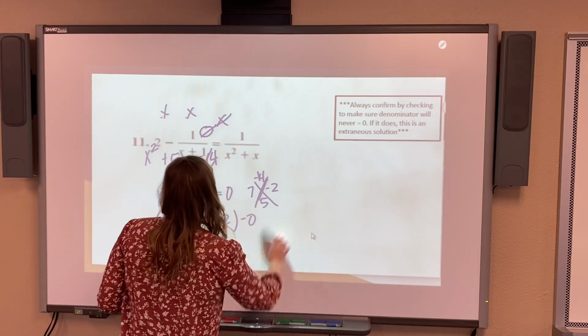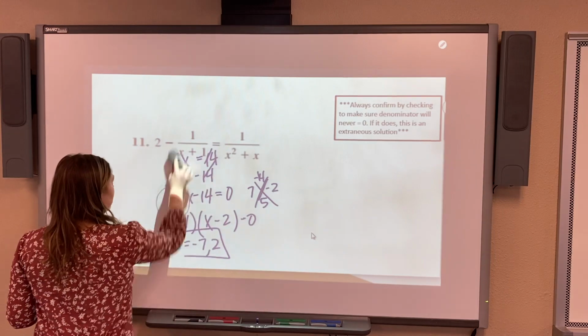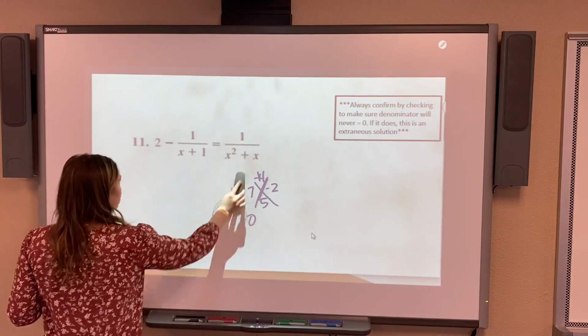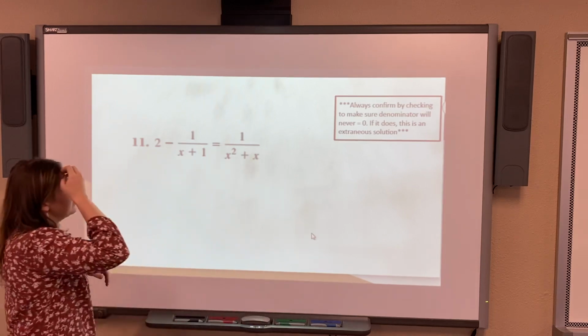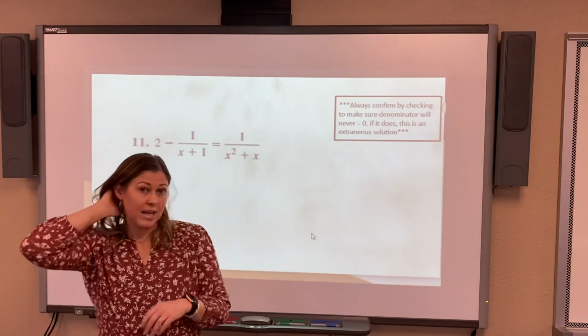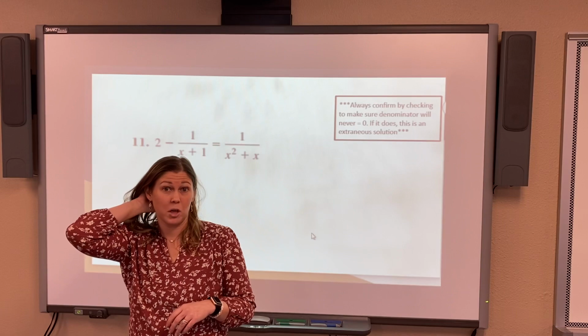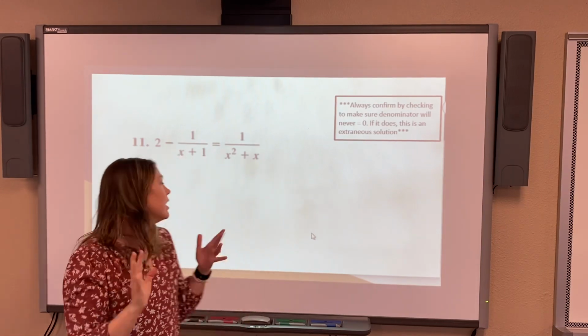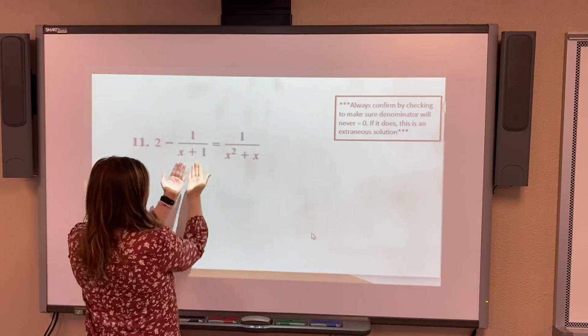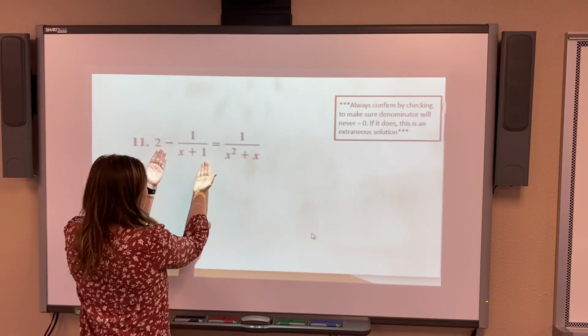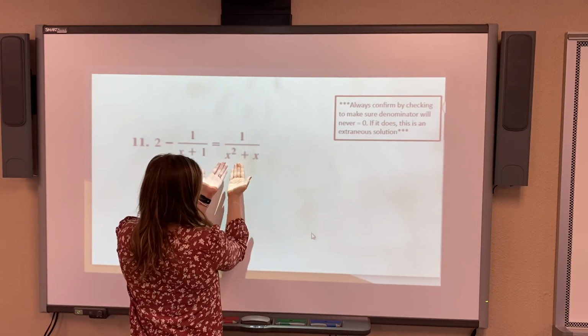Okay, we're getting a little bit harder. Here we have 2 and then minus 1 over x plus 1, and that's equal to 1 over x squared plus x. So here we may have to do a little bit of factoring, okay? Looking here, this one does not have a denominator. This one has a denominator of x plus 1. And this one has a denominator of x squared plus x.